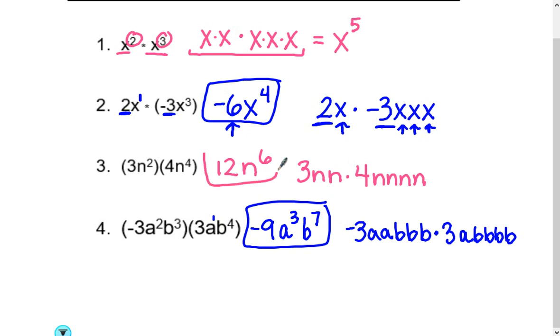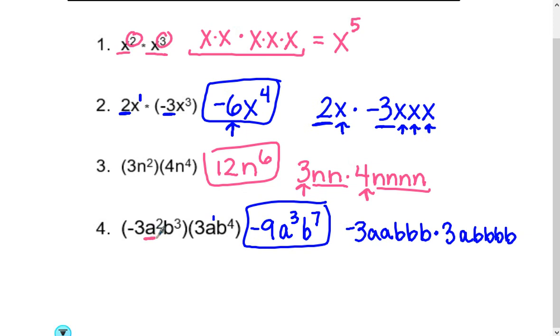And this one. And again, you can see the breakdown of the expanded form. 3n n times 4n n. We count all those things. We have a total of 6 n's. And then our normal 3 times normal 4 is a normal 12. All right, this one looks a little hairier. Again, only things that have the same base can have those exponent rules applied.